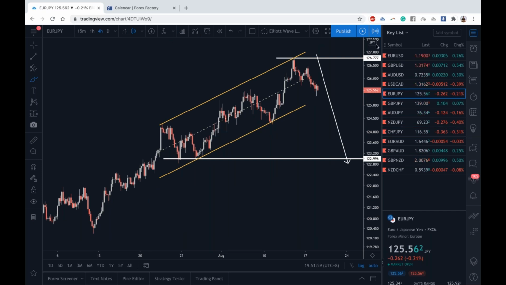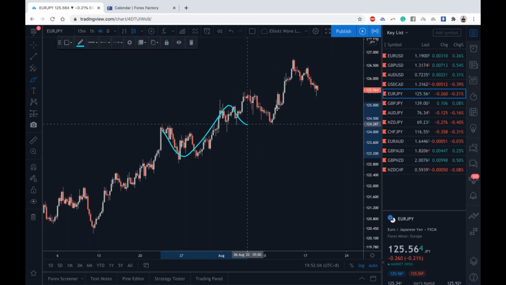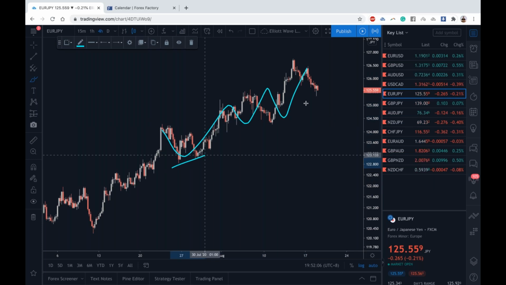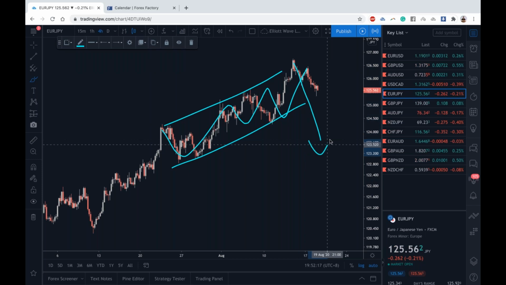Let me clear the drawing. So again, look at this chart here. How is price going up? There's a lot of corrective move here, right? A lot of overlapping. So whenever I see this, I won't be too keen to buy, but I'll be more interested to wait for the sell opportunity to come down.